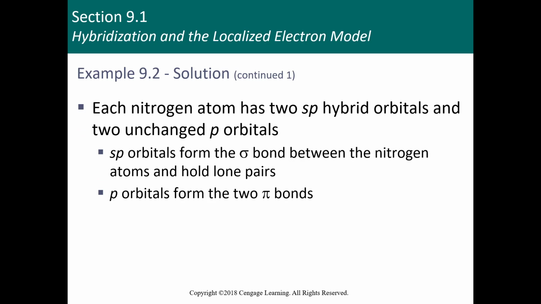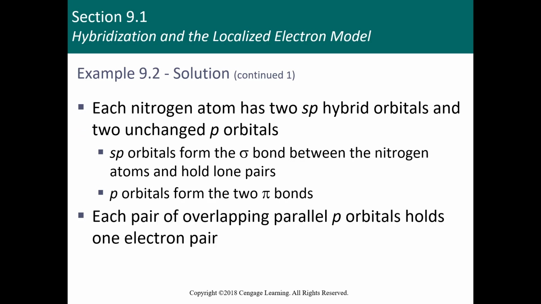All right, excellent. Remember that when we're talking about these pi bonds, those pi bonds are always composed of two p orbitals overlapping on the sides, okay? And so each of those pi bonds has two p orbitals that are parallel overlapping on their sides.